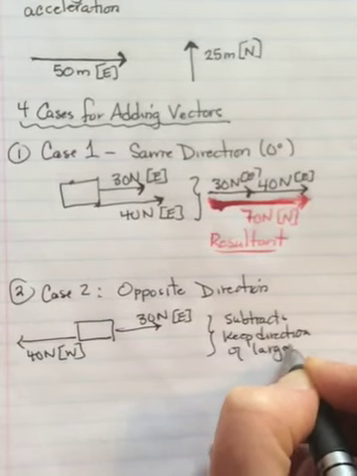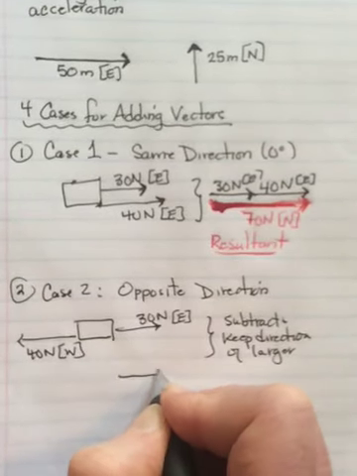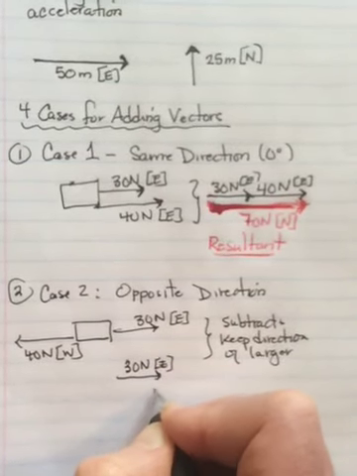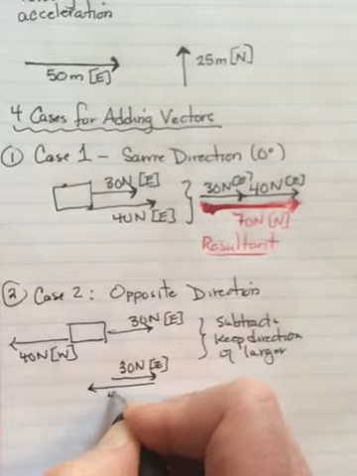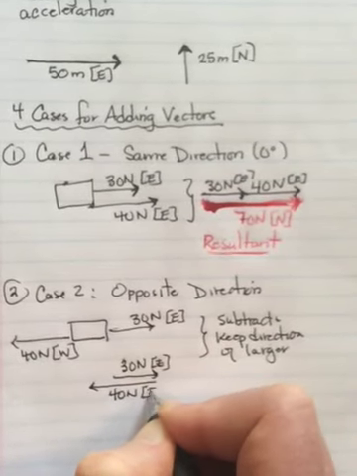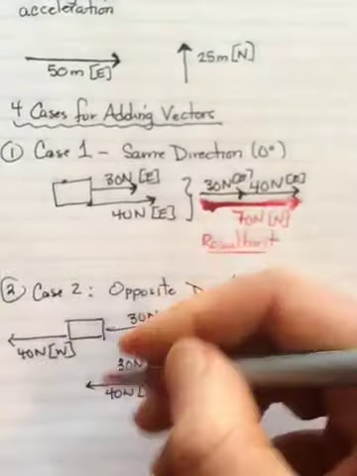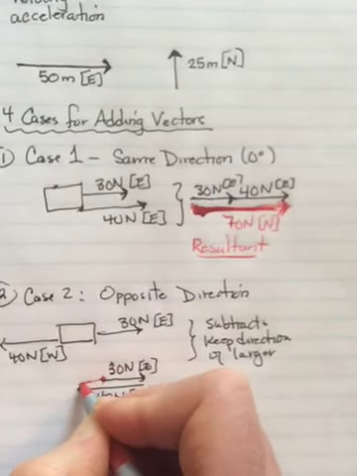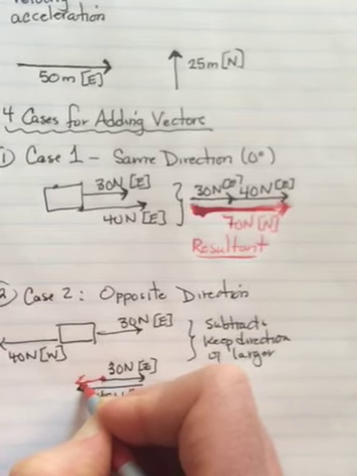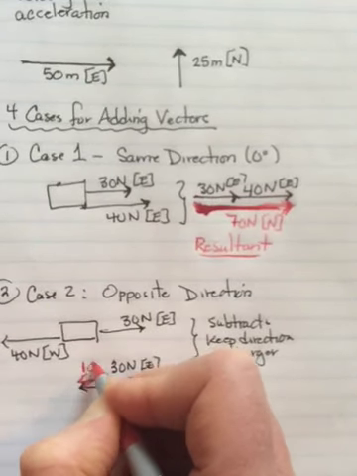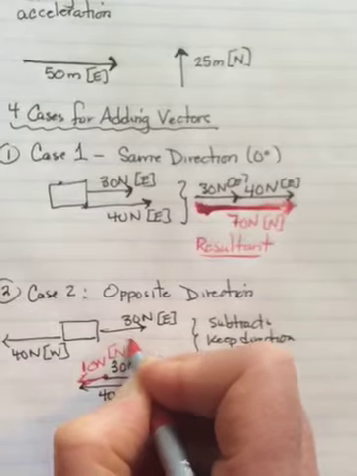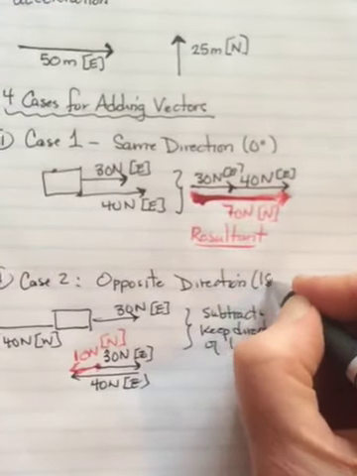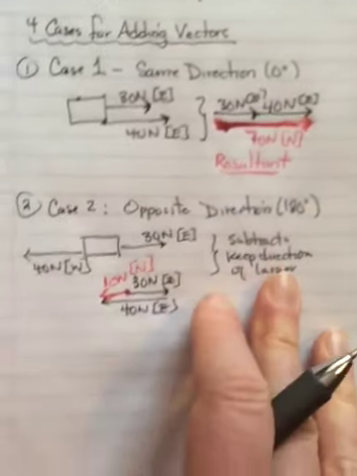If we were to draw it, we would have to line them up head to tail. So here would be my 30 newtons east. Here would be my 40 newtons west. And the resultant, like we said before, will always start where the first one starts and end where the last one ends. So it would be right here. It would be 10 newtons, and it would be to the west. The angle between them this time, opposite directions, is 180 degrees.